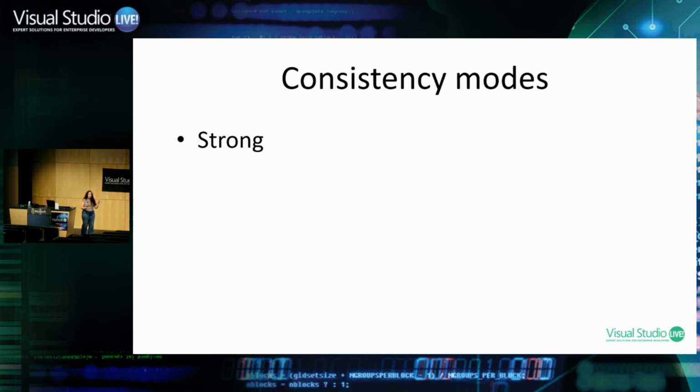So the first one is strong. If you've used SQL before, any database, you're probably familiar with strong. This offers a linearizability guarantee. And it means that all of your reads are guaranteed to be in order. Now, thinking back to the replicas, the way that we achieve this with strong, in order for a write to be committed, it needs to be committed to all 4 of your replicas in the replica set.